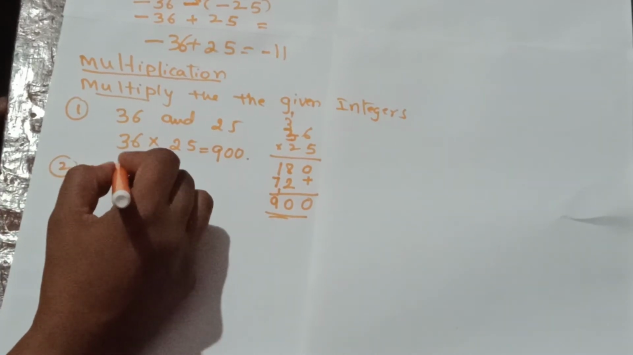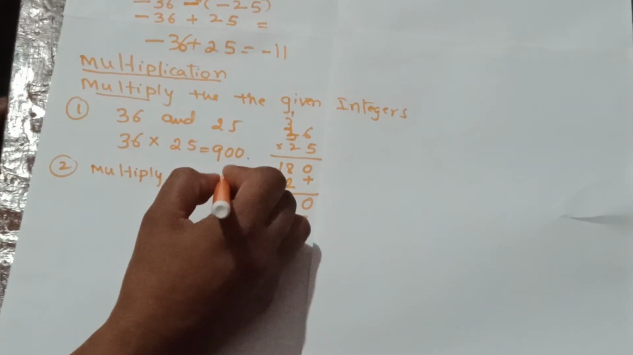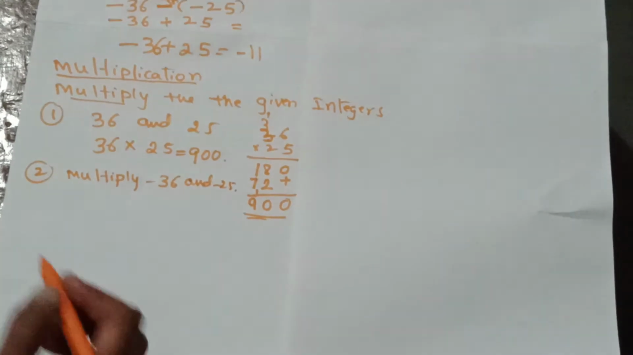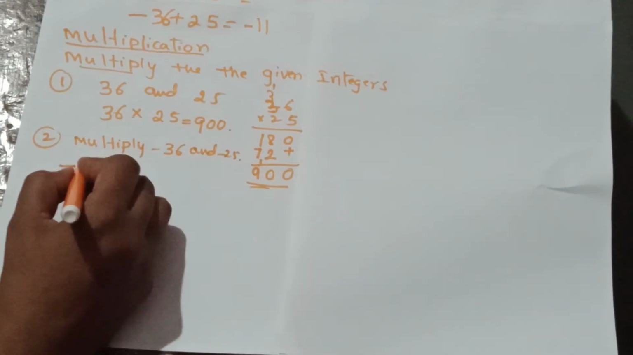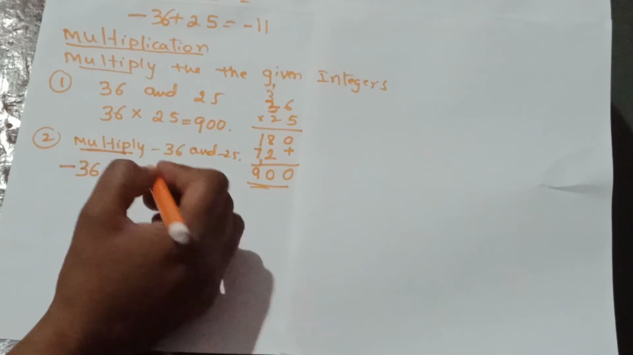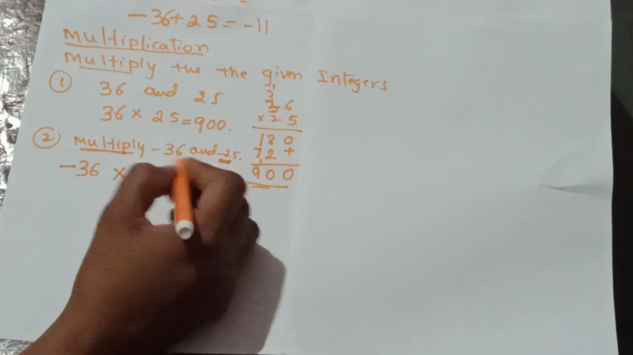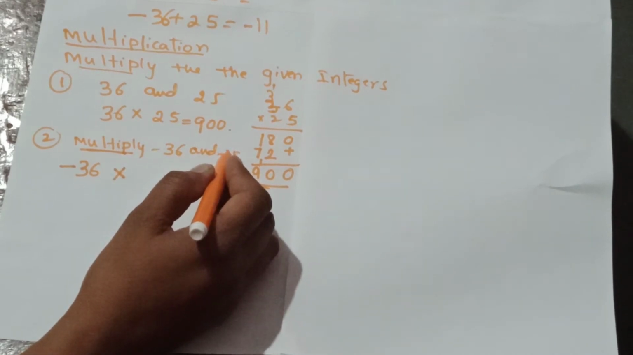What they say here, the question is like this. So once again, multiply minus 36 and minus 25. So whatever it is, this one here, minus 36. Multiply means put a multiplication sign, and 25 it is minus 25. So better to have the practice of writing whenever you have digits with a minus sign.